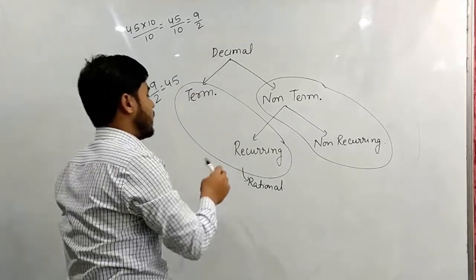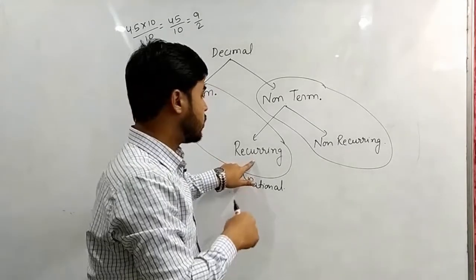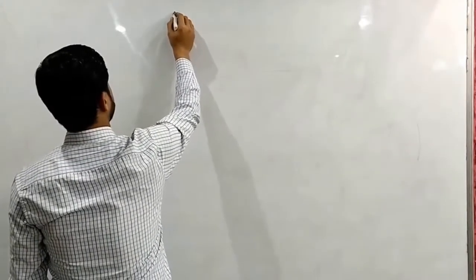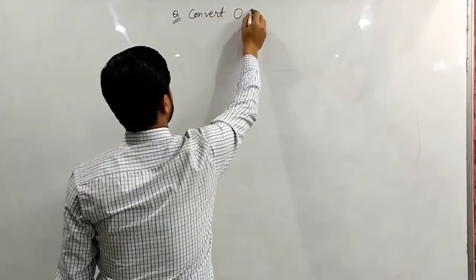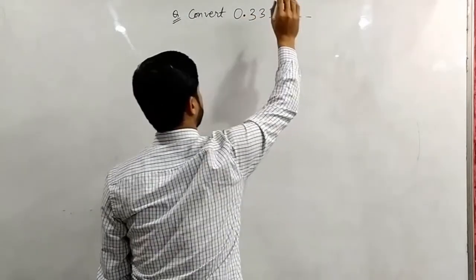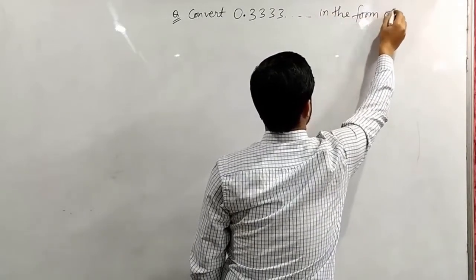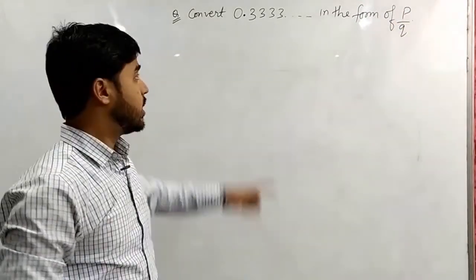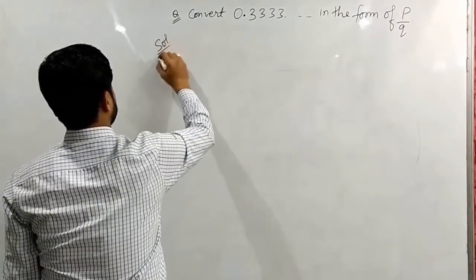Now we are extending our study to converting non-terminating recurring numbers into the form of p by q. For example, I am taking: convert 0.333... in the form of p upon q. Now how are we going to convert this into the form of p by q? See, the solution is like this.